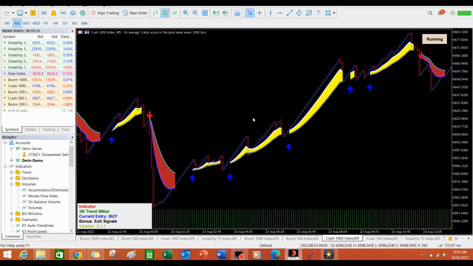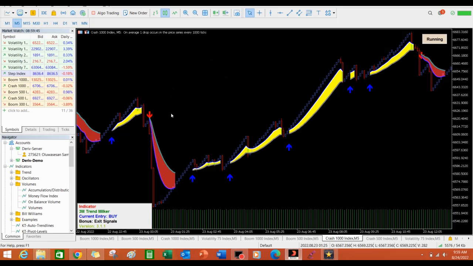So quickly, that is why I always advise you to use a very good setup whenever you are trading. If you don't have a good setup, you might find it difficult to trade successfully on some of these markets. So quickly, let's see what we have right here.